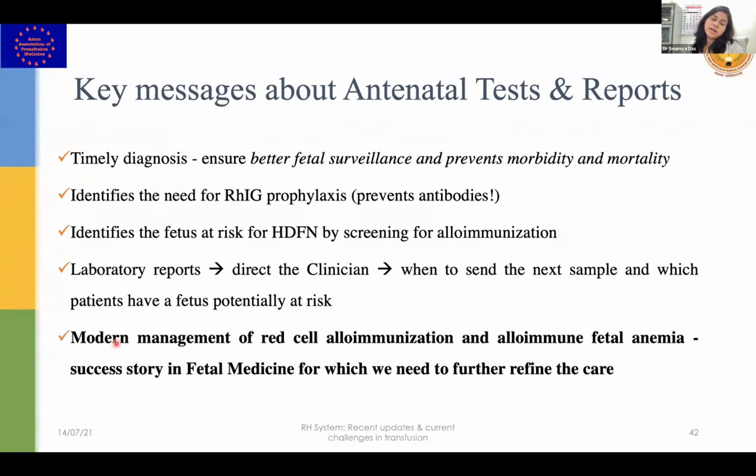A good thing to end with is that modern management of red cell alloimmunization and alloimmune fetal anemia is a success story in fetal medicine. Over time, we just need to refine our care with the advanced techniques applicable in this field.